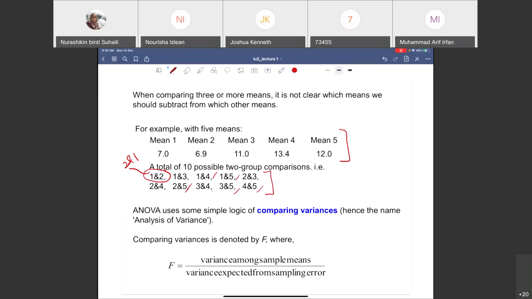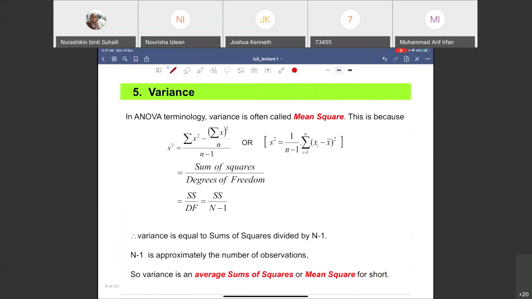So another thing is ANOVA uses some simple logic of comparing variances. So what we're going to do in ANOVA is we have to compare a parameter called F. Okay? So I'll show it later, but just go through the points first. Like in any other statistical test before, you have something to measure, right? And in ANOVA, we calculate F, and I also give you the F table. We have to find the F from the table, compare the F calculated and F table, make a decision and make a conclusion at the end.